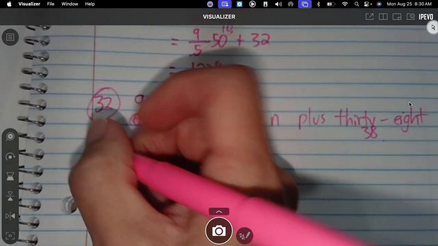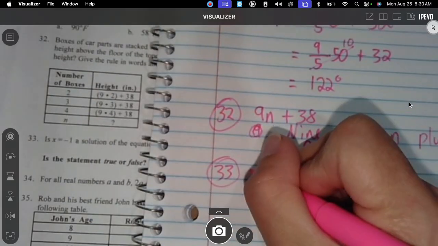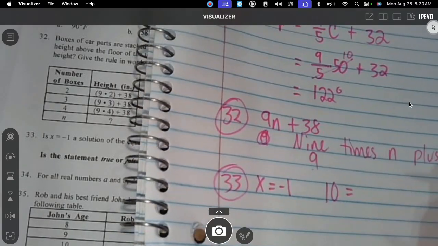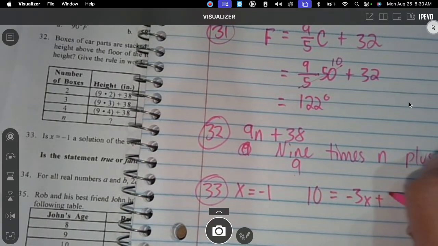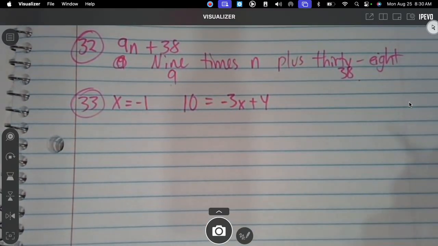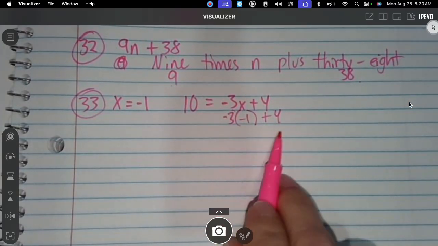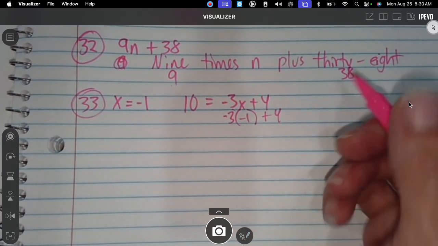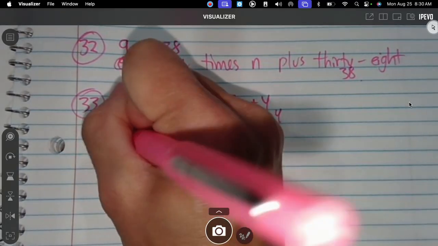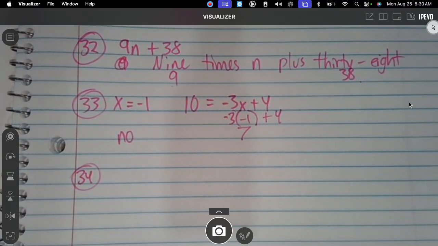Number 33. Is this a solution? How are we on time? Oh, we're doing great. Number 33, it says x is -1 and 10 equals -3x plus 4. So I'm going to plug in -1 and see if it works. Is it a solution? -3 times -1 plus 4. What do I get over here? Do I get 7? Do these equal? Does 10 equal 7? No. So your answer is no. It's not a solution. Just plug it in and see if it works.